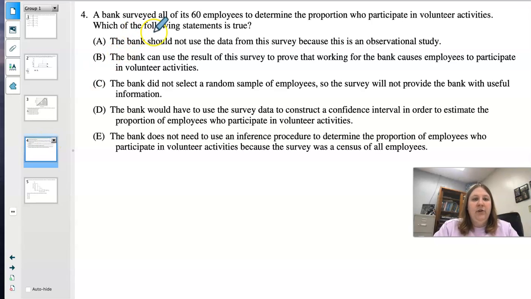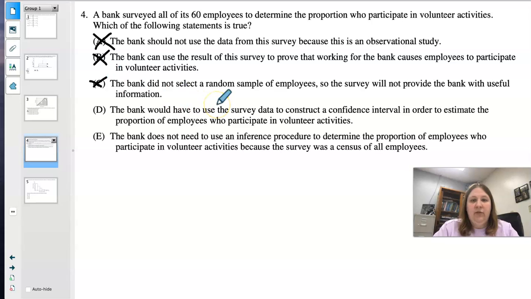Looking at 4 then, unfortunately anytime they say which of the following statements is true, you really do need to read through all of them. When they're talking about surveying all 60 of their employees, just because it's from an observational study doesn't necessarily mean we can't use the data, so that one would be out. We also can't use it to prove or draw cause and effect because this was just an observational study, right? We didn't apply or impose any treatments. And the information won't necessarily be useless just because it wasn't a random sample.